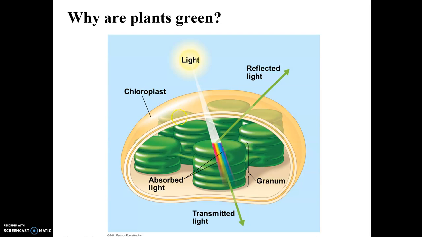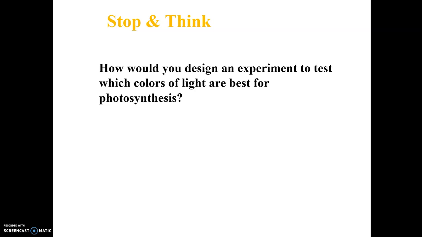If we look at a plant, the leaves are absorbing the red and blue, and they're going to use that energy for photosynthesis most likely. And then the green light and the yellow that's not being used is just transmitted through and reflected out. And that's the color we see because it's the color coming off of the leaf because the plant's not using it. Okay. Now knowing this, this will be a discussion question for the week. How would you design an experiment to test which colors of light are best for photosynthesis?